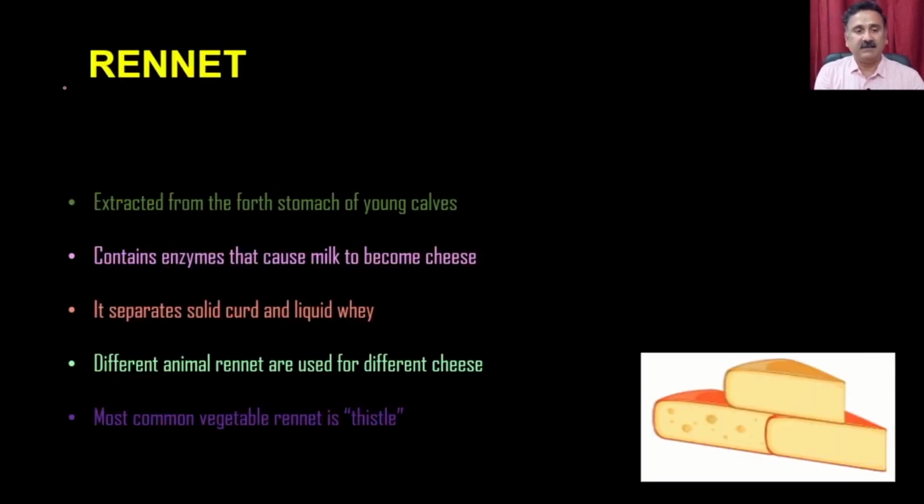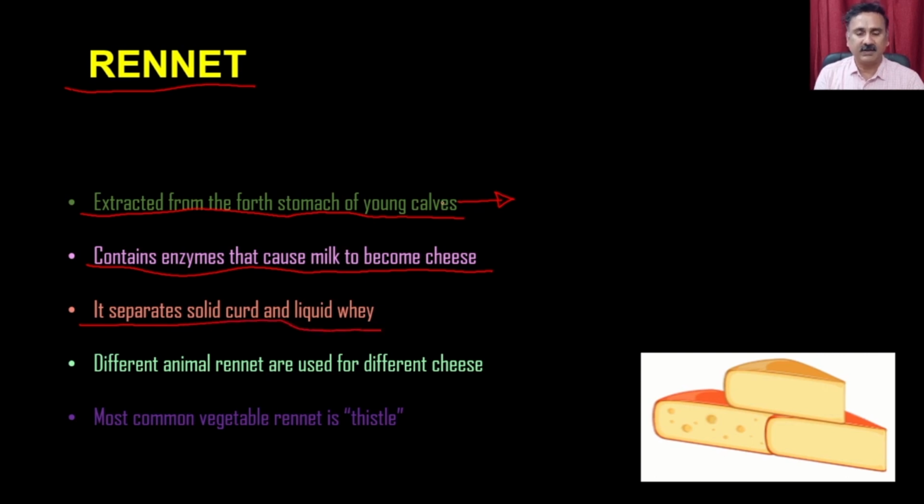So the first enzyme is rennet. It is extracted from the fourth stomach of young calves. It is an enzyme present only in young calves, and it contains the enzyme that causes milk to become cheese. So it converts the milk into cheese. It separates the solid curd and the liquid whey, right? So when you treat the milk with rennet, it converts the milk into cheese, and in this process the solid curd and the liquid whey get separated.